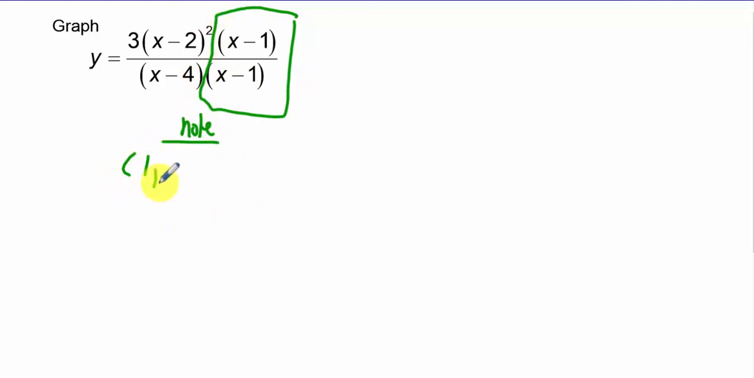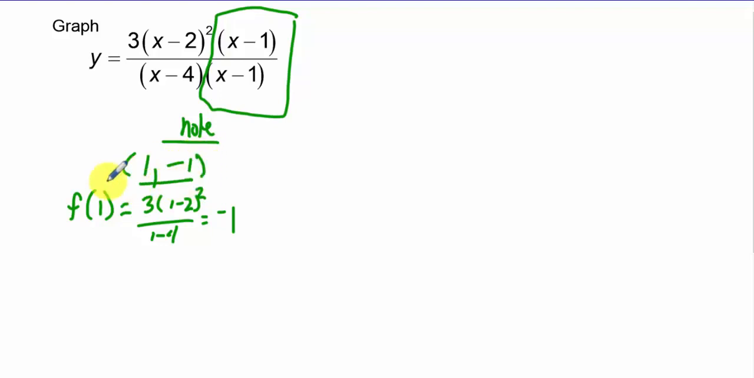It's not going to affect asymptotically the function. So what I need to do to find the y value is I take what's left and find the value when I plug 1 in. So you'll see that's 3 times (1 minus 2) quantity squared over 1 minus 4. This is basically 1 times 3 is 3 over -3, which is -1. So I have a hole at 1 and -1. Got to have both the x and the y value.